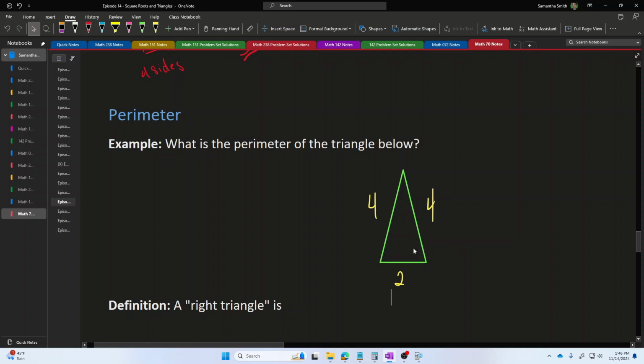So if your triangle like this one had sides of length 4 and 4 and 2, the perimeter would just be 4 and 4 and 2, 10 units of perimeter.